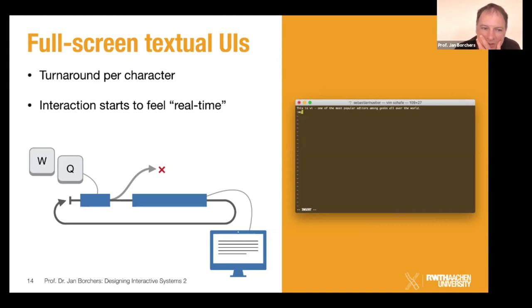Now, there's a problem with this. Can anybody see what the big problem with this application design is, with this main loop that takes a character as input?